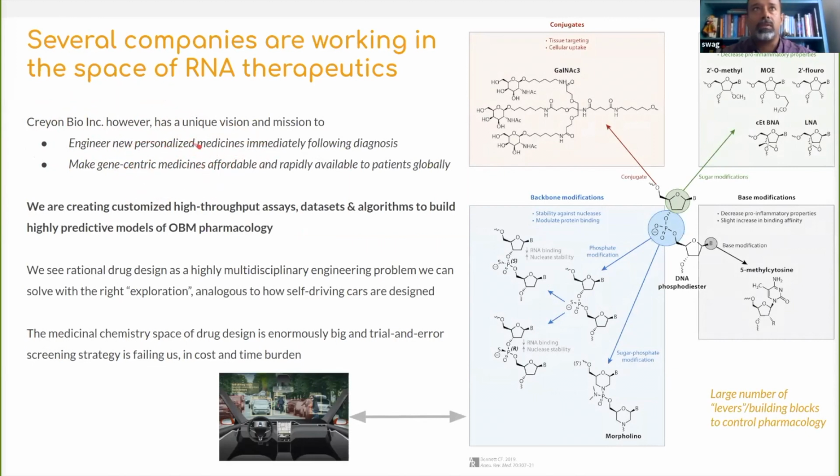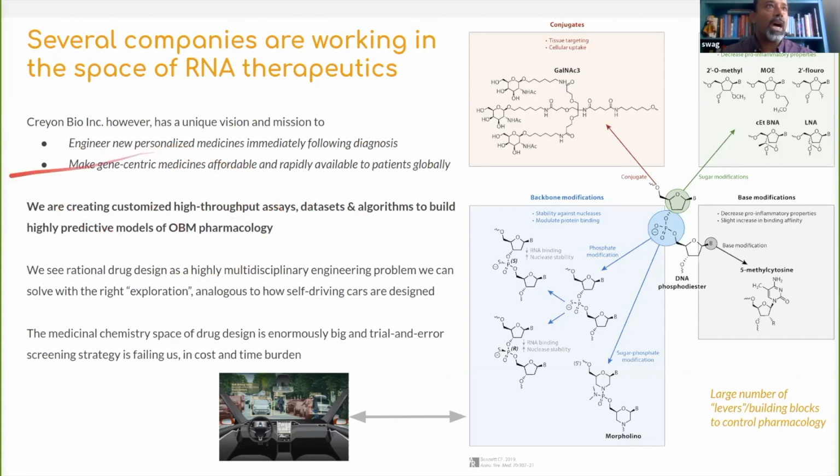That's very important to us, and rapidly available to patients globally. Globally is also very important to us. We don't want to make these rare disease drugs for only a certain population of patients in the world, or a healthcare system that can sustain an exorbitant cost for developing such medicines.